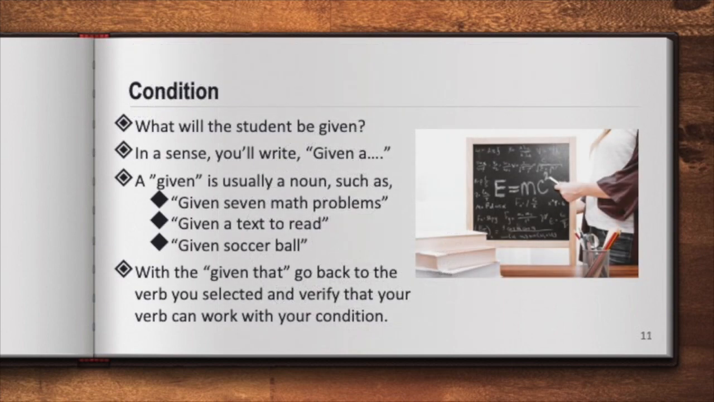Once you determine what your students are going to be doing, the question is, what are they going to be doing it to? What will the students be given? In a sense, you have to have something they're doing it to, like a noun. So for example, you can say given. Well, what are they given? They're given 7 math problems, a text to read, a soccer ball to bounce. In a sense, you have to have a behavior that's going to be associated with a condition. What are they going to do? Are they going to analyze, which is your verb, a text? Are they going to solve math problems? Are they going to dribble a soccer ball?